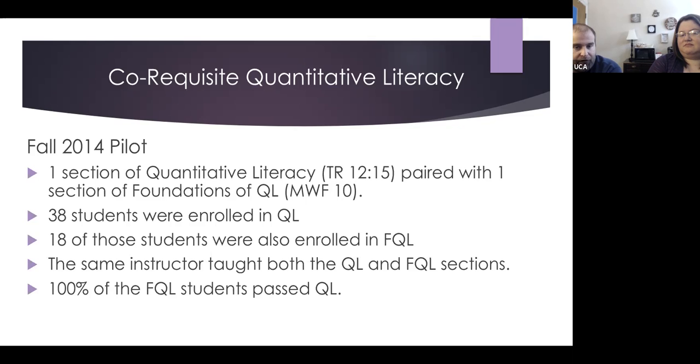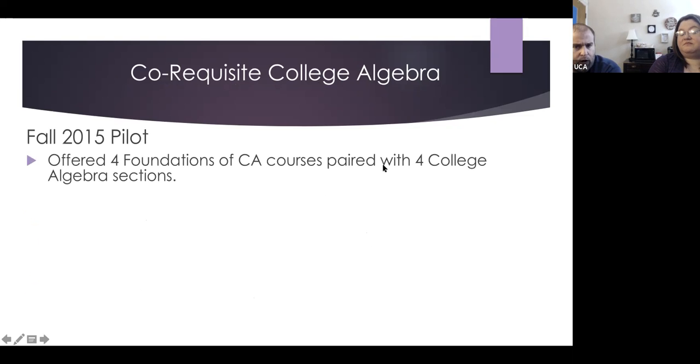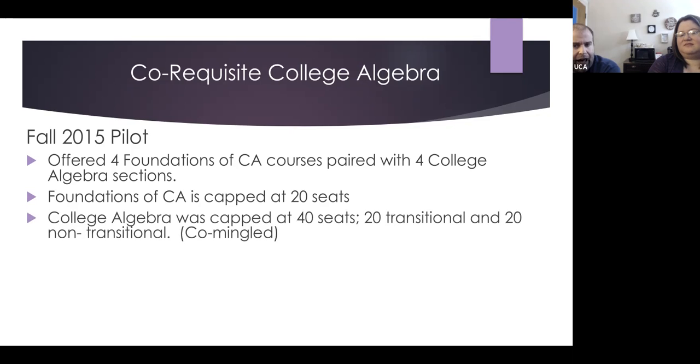So during the 2014-2015 school year, we worked on our college algebra pilot. In the fall of 2015, we piloted our first correct college algebra. And we actually did 4 sections of that. So we had 4 FCAs paired with 4 CAs. Again, the foundations were capped at 20 seats. The college algebras were capped at 40 seats. So again, it was a commingled approach when we started.